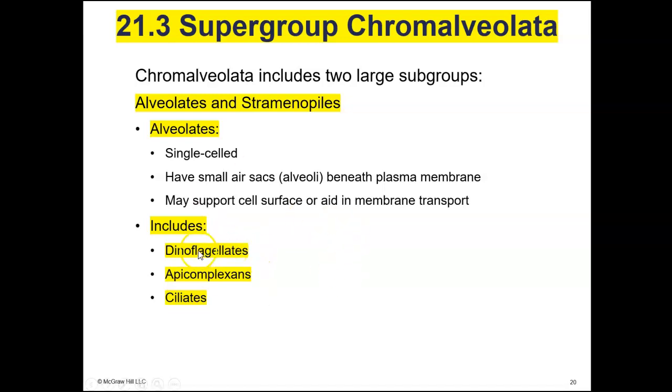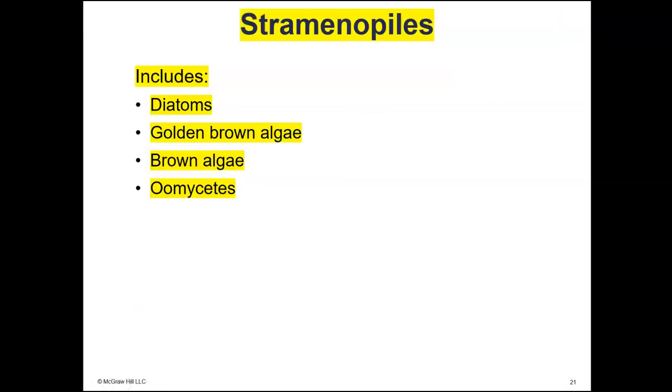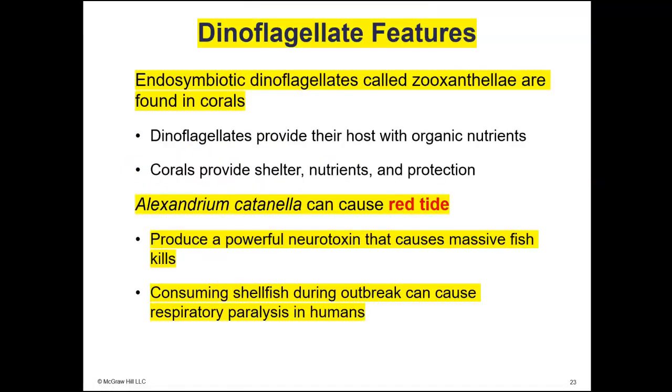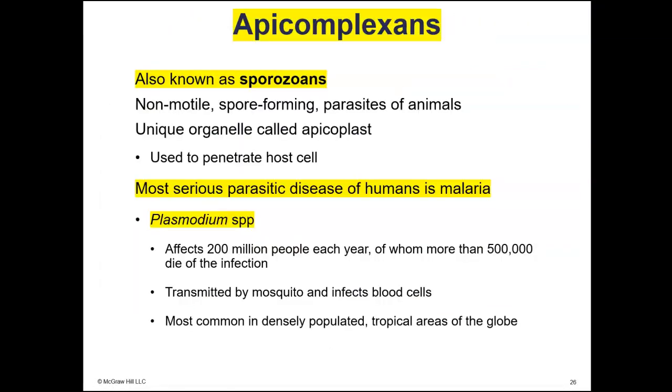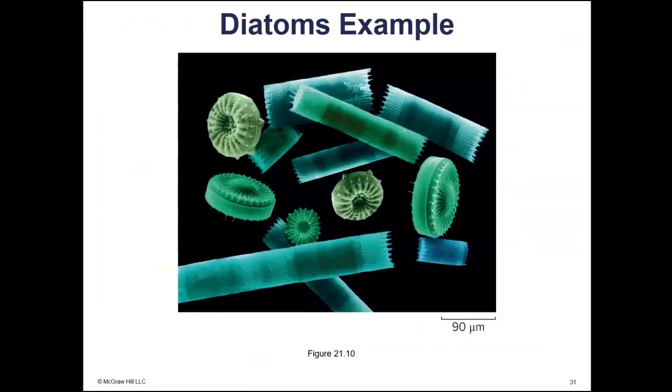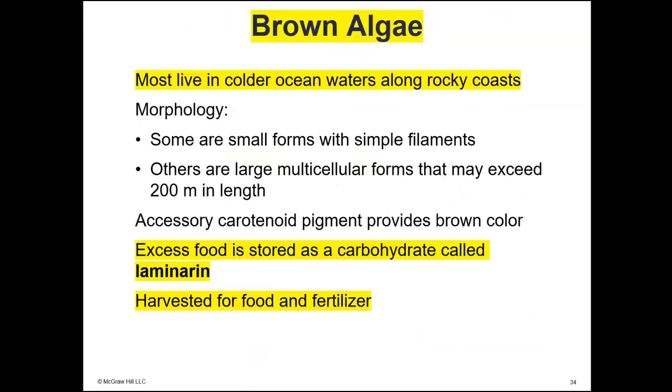Okay, supergroup Chromalveolata, which we already learned about in class, contains the alveolates and the straminophiles. The alveolates include the dinoflagellates, the apicomplexans, and the ciliates. And then the straminophiles include the diatoms, golden brown algae, and oomycetes, which are the water molds. I'm going to skip through some of this because we did go over it in class.